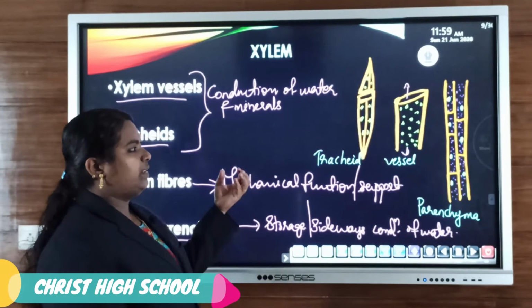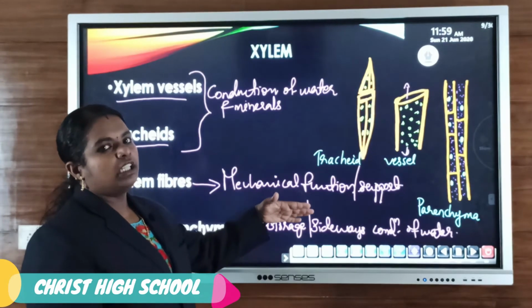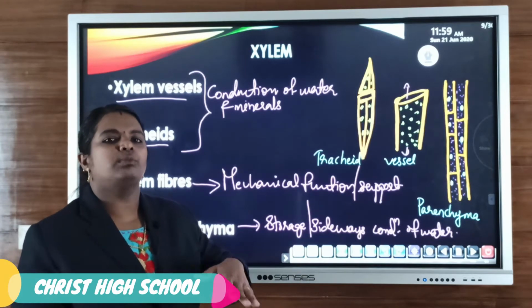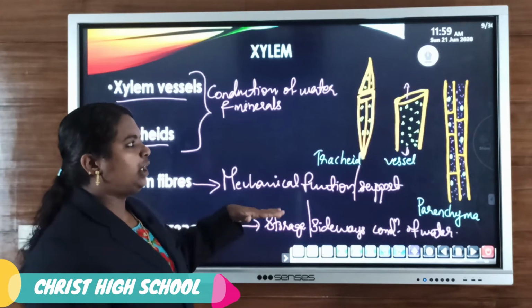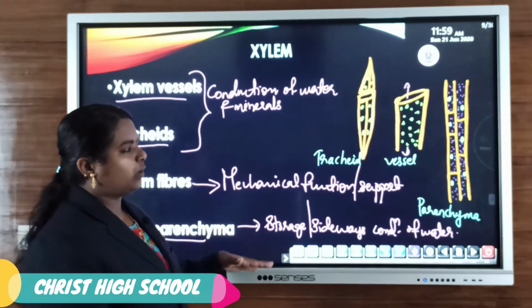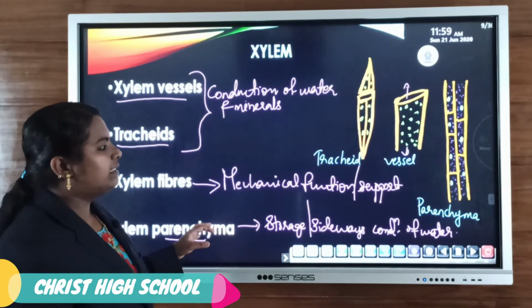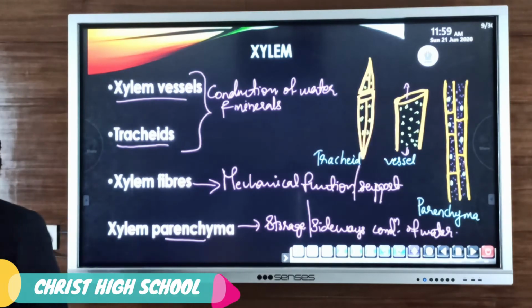continuous network of a channel, comes into play. What will happen? The water from the adjacent cells will move to that empty space. So a continuous column of water is created. Likewise, the transportation or conduction of water and minerals takes place in the plant body.